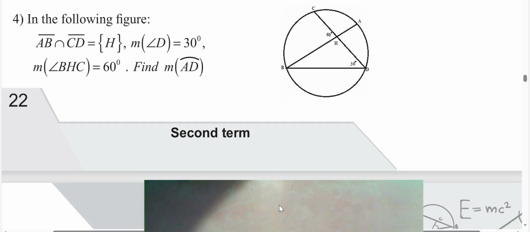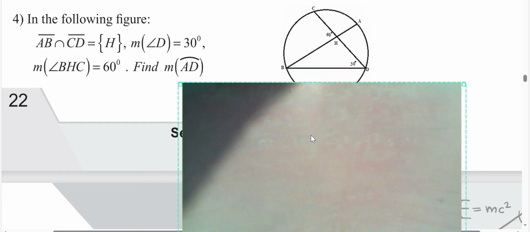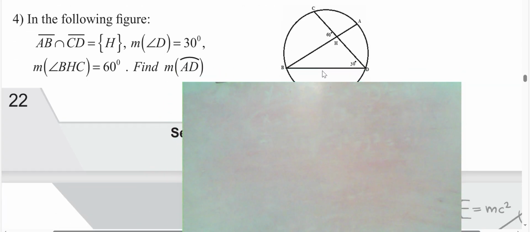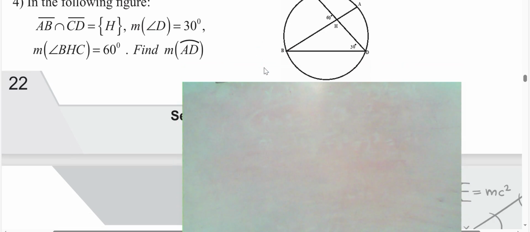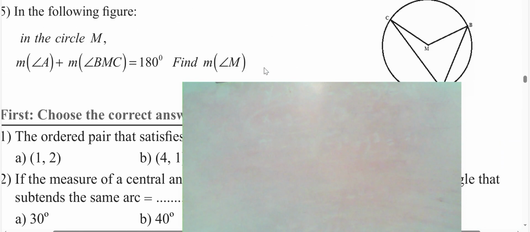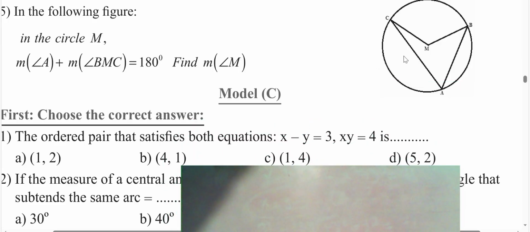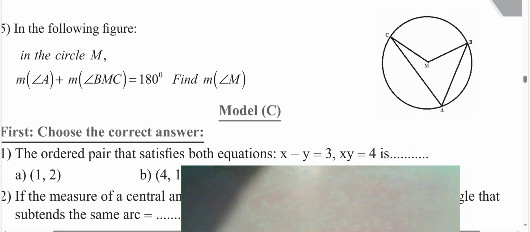Find the arc ED. I solve it like this question now. Do you remember we have here 60? This will be 60 also. I solve it like this question now. Okay. This question here. Give me the summation of two arcs, the measure of angle E plus the measure of angle BMC, this angle, 180. Then the measure of angle M equals what?